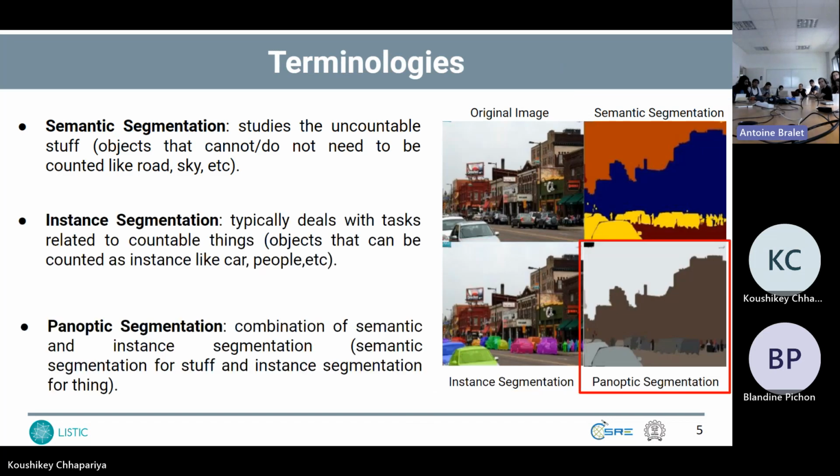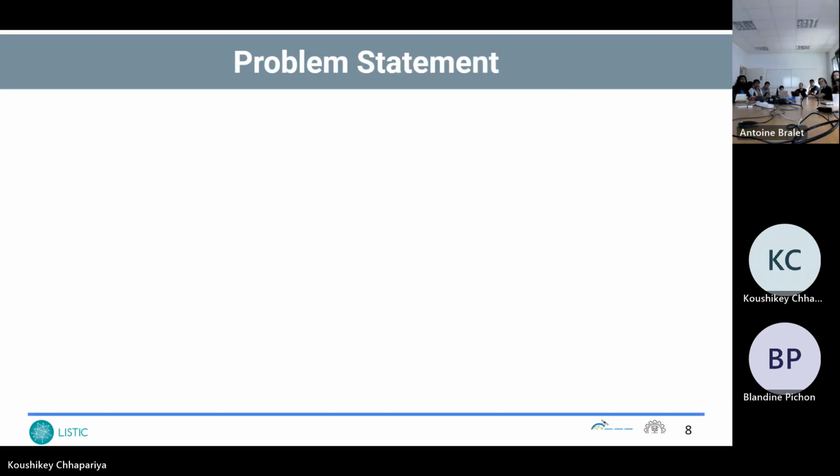There are a few terminologies I wanted you to get familiar with. First is semantic segmentation. When we need to segment or identify uncountable objects like road, sky, etc., we go for semantic segmentation. For instance segmentation, we go for objects like cars, people, which are countable. And we can say how many cars there are if we have a picture and need to detect that. Panoptic segmentation is a combination of semantic and instance, where we can do both uncountable and countable objects.